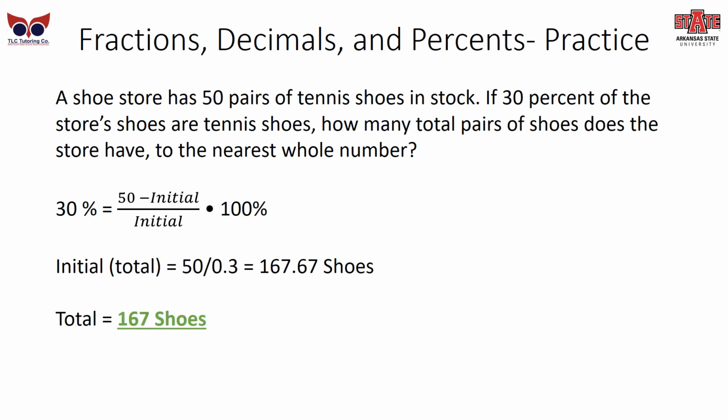So using our formula, we're saying I have 30%. That's 50 pairs minus the initial number over initial times 100. So the initial, once I rearrange, is 50 divided by 0.3, or 167.67 shoes. Now, I can't have 0.67 shoes, so we roll down, right? I can't have 2/3 of a shoe floating around, so we're just going to say I have 167 shoes.